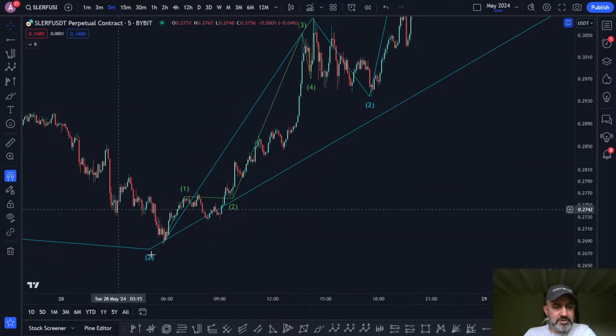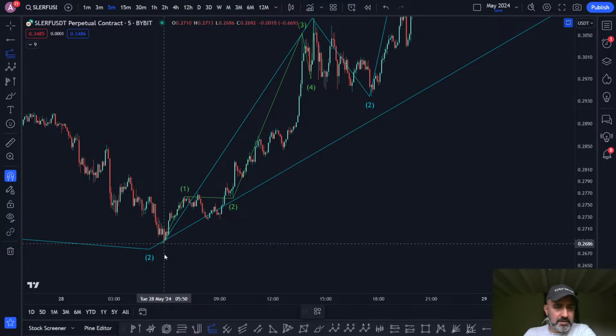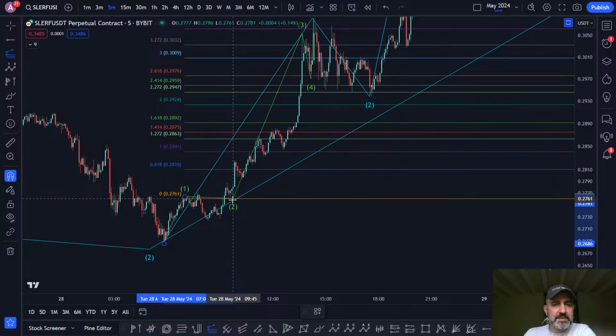And the way that I usually check is with this trend-based fib extension. What I usually do is I take it from the 0 to where I think the 2 is, and then I see if the fib extensions line up with the extension of the price action.